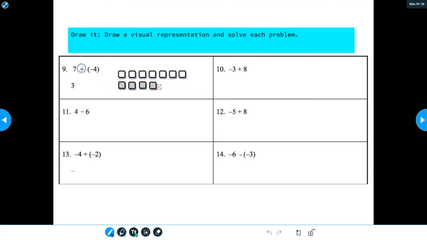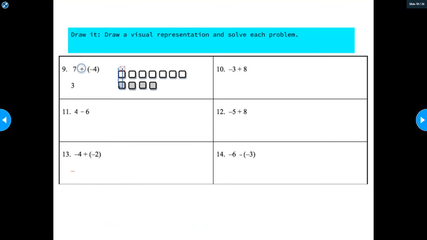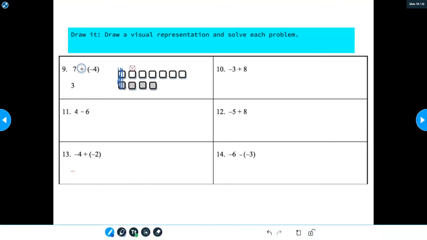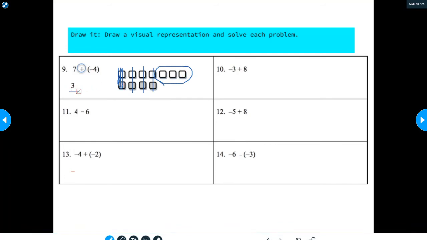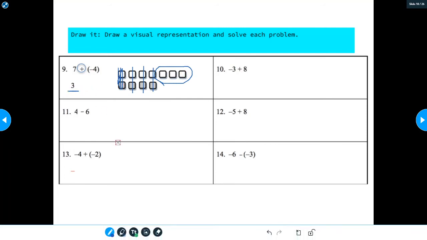They drew the negative 4. Using these models, I can now see, oh, I can cancel them out. These two, positive and negative, they cancel each other out, so they're going to go away. These two, positive and negative, cancel each other out. Positive and negative, they cancel out. Positive and negative, they cancel each other out. So now I'm just left with these positive numbers, 1, 2, 3. So my answer right here is a positive 3.